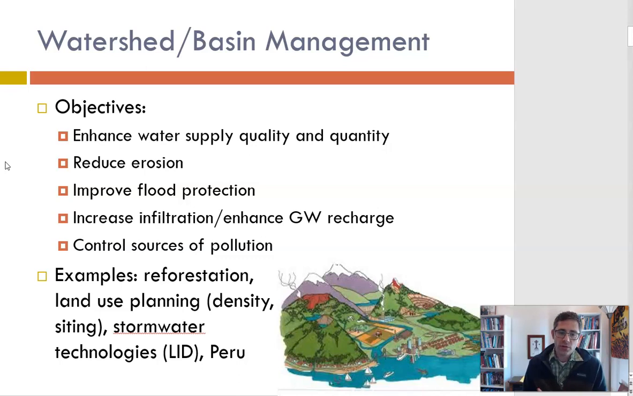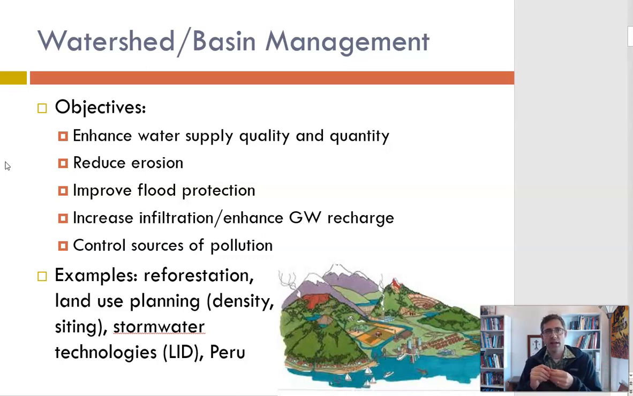And so reforestation might be an example of a watershed planning issue where you're trying to enhance quality, through filtration through the roots and through the forest, as well as slowing the water down so that we have fewer flood control problems, we have more groundwater infiltration, storing the water for later, those kinds of things. Land use planning, so density of population, siting of various things, right?